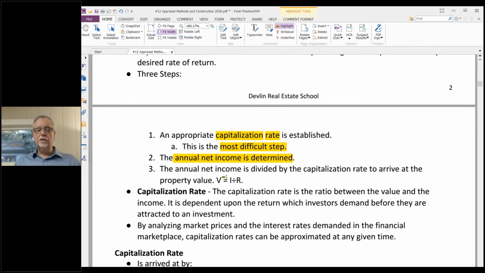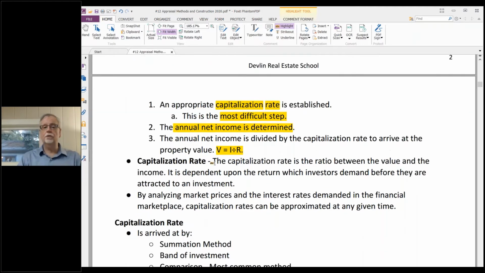And then the third step is, well, you take out a calculator. I guess that's the easier step. And you take the value, right? Now, I did income divided by rate equals value. On the state exam, we know they use this alliteration of it, value equals the income divided by the rate. So let's talk about this rate.